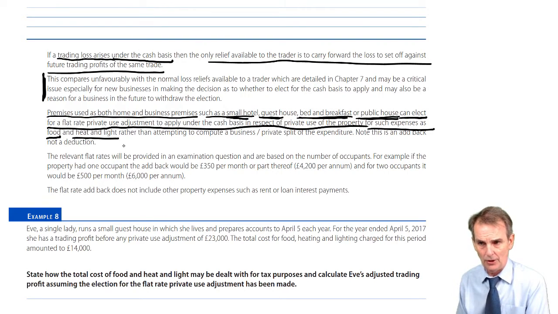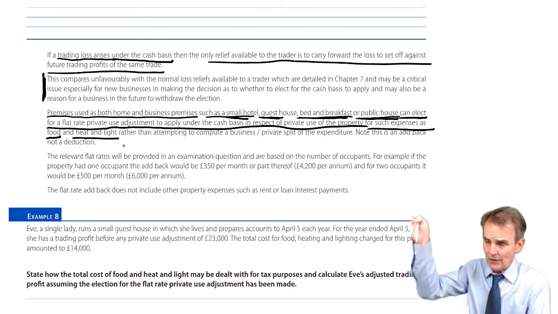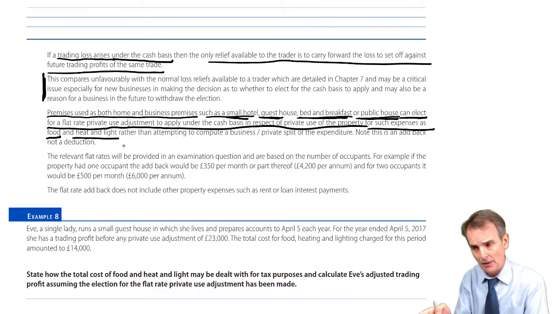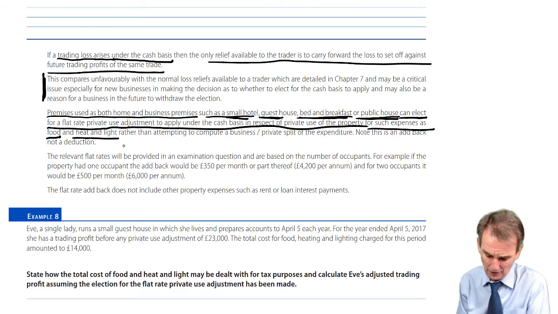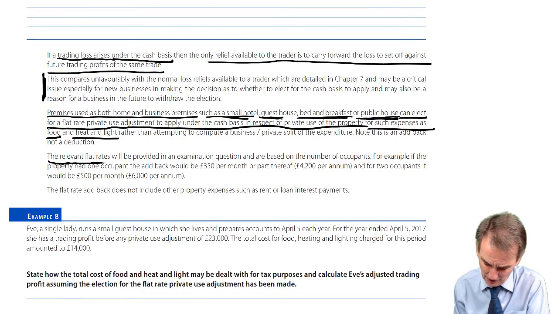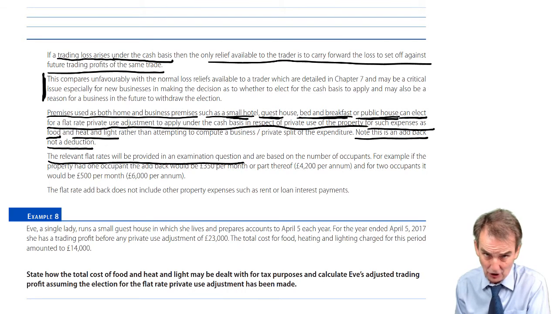If we didn't do this, if we just stick with the normal rules, you'd have to analyse every item of expense that had been debited in your accounts and add back any specific private use component. Whereas with this one, now we've got our relevant flat rate will be provided in the exam question, and all we've got to do is to then apply that as an add back. Now, note that this is an add back, not a deduction. So we're working out what the private use adjustment will be. It's a flat rate. They'll give you the figure that you need in the exam question.